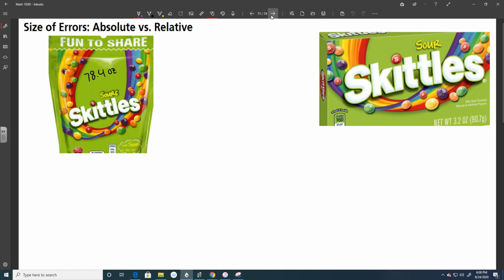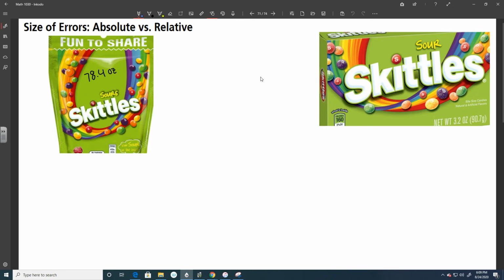All right. Okay. Size of errors. This one is near and dear to my heart because I don't believe any package that tells you how much is actually inside of it, especially when it comes to sour Skittles, because I feel like I get ripped off all the time. So size of errors, we have an absolute error and a relative error, which sounds pretty familiar because we talked a little bit about absolute and relative difference earlier in these chapters.